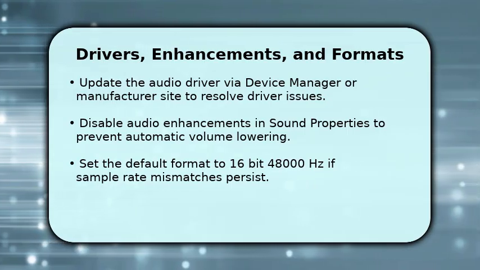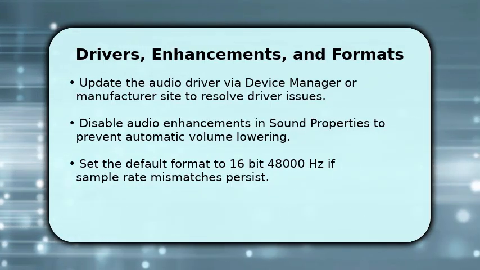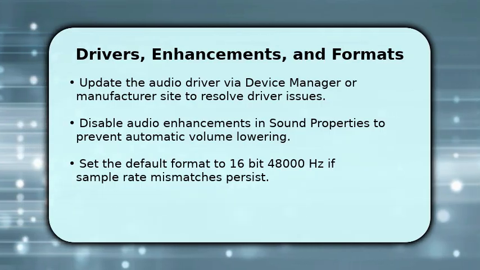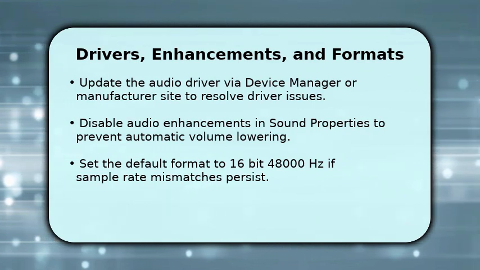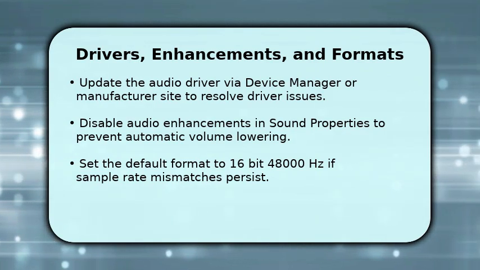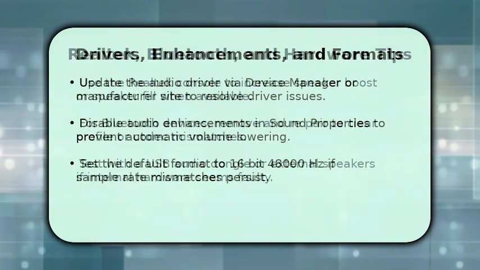Next, in Sound Properties, select the playback device and disable audio enhancements to avoid unwanted processing. Then set the default format to 16-bit 48,000 Hz to match common media sample rates. Check specific hardware tools and alternative outputs if problems continue.